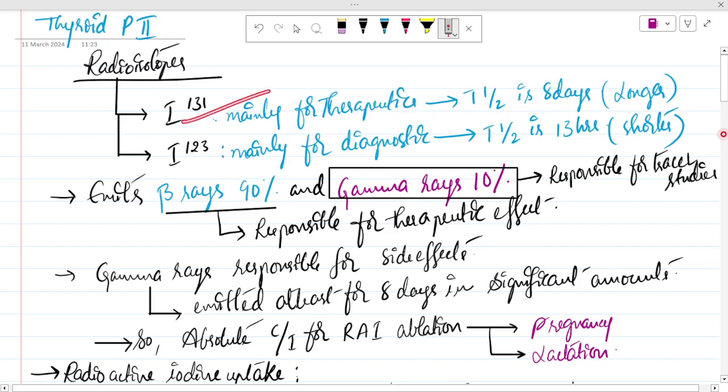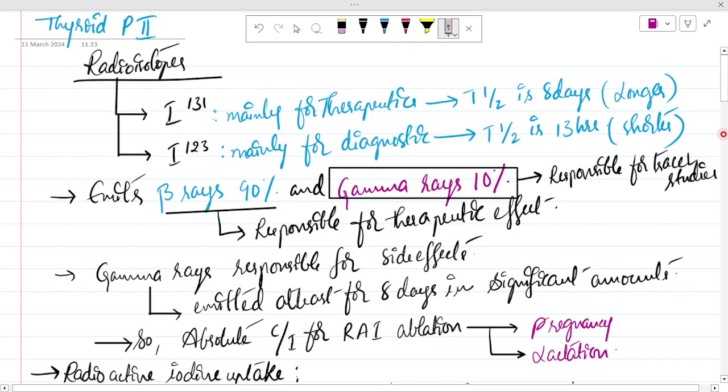But iodine 131, with 8 days of half-life, can be used mainly for therapeutic purposes. Now, can we use iodine 131 for diagnostic? Yes, you may, but since it has a longer half-life of 8 days, it may cause some serious side effects. So everything has its own benefit.